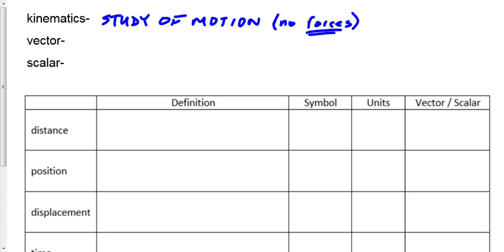Now, this is a little bit of a review from last year. I know that you've defined these last year, a vector and a scalar. Does anybody remember the difference?